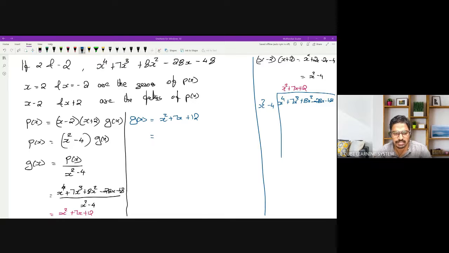x square plus 7x plus 12. The answer of factorization is very simple. You can easily find out.